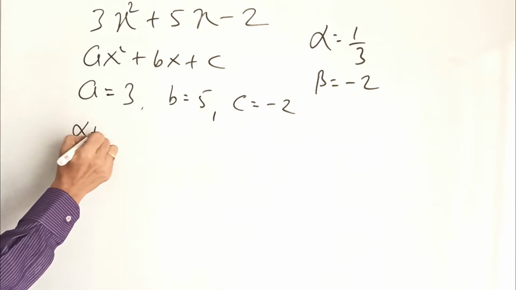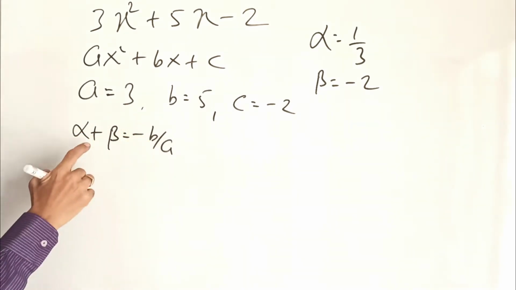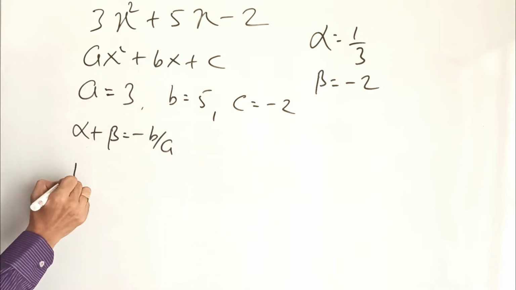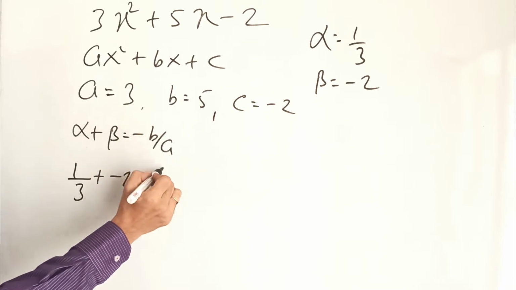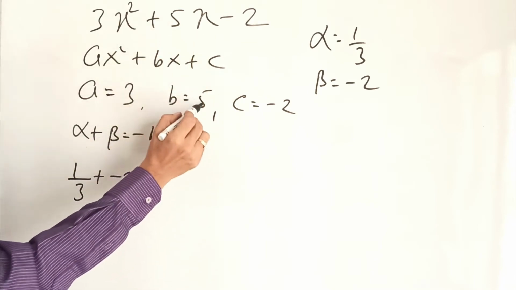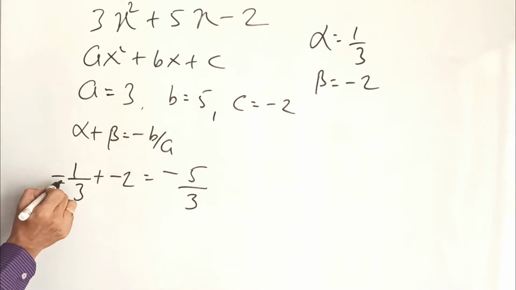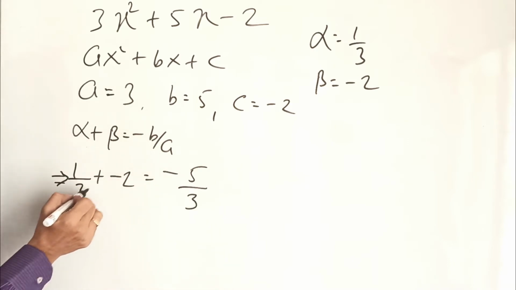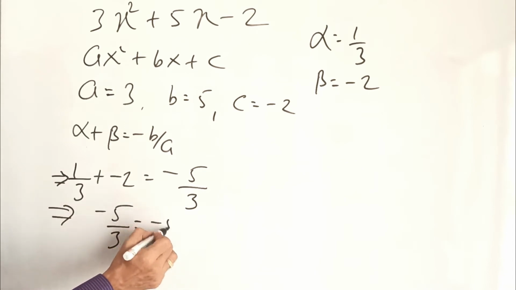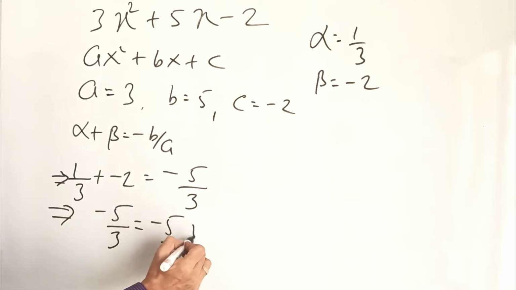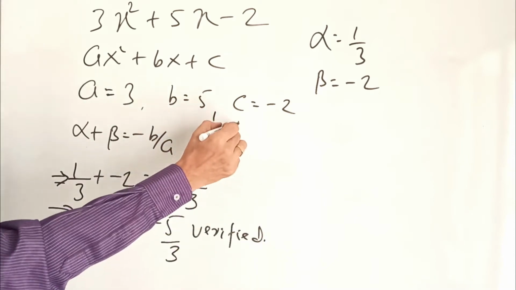So the first relation: alpha plus beta is equal to minus b upon a. Alpha plus beta means 1/3 plus -2 is equal to minus b by a. Minus b means -5 upon a, which is 3. So if we solve, 3 into 2 is 6, so it is -5/3 and this is also -5/3. So the relation is verified for the sum.